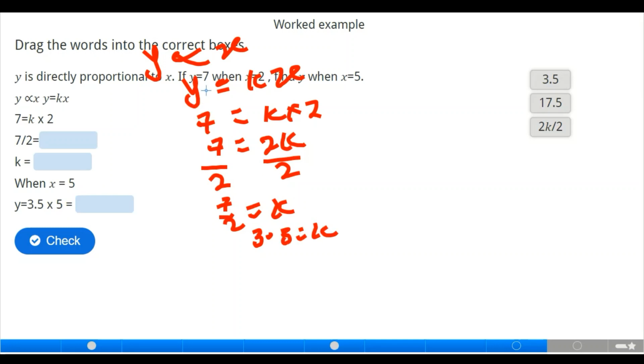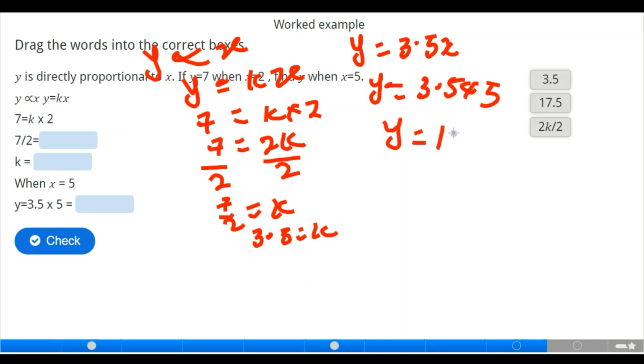So we come back to this expression. Wherever you see k, instead of k we now put 3.5. So y equals 3.5x. They now say we should calculate the value of y when x is what? x is 5. So wherever you see x here, we replace it with 5. So we have y equals 3.5 multiplied by 5. What is 3.5 multiplied by 5? That is going to be 17.5. And that is an example of direct proportion.